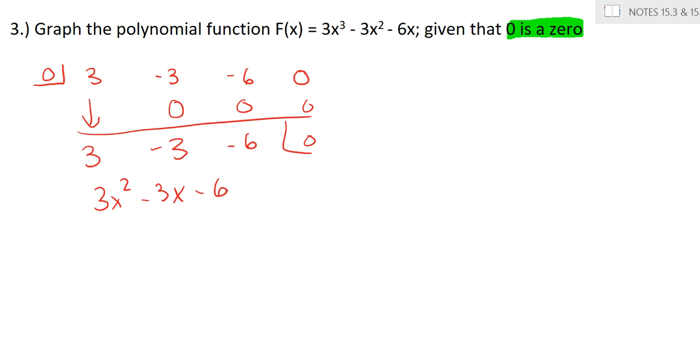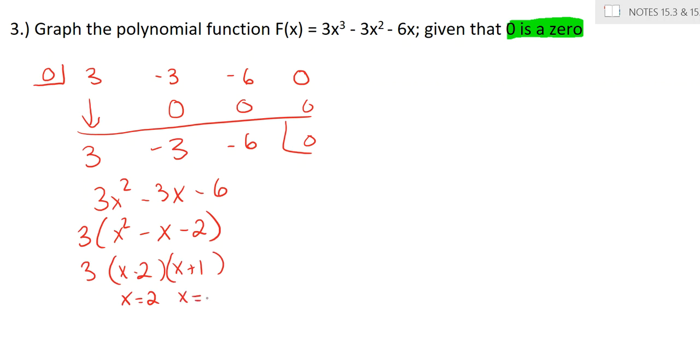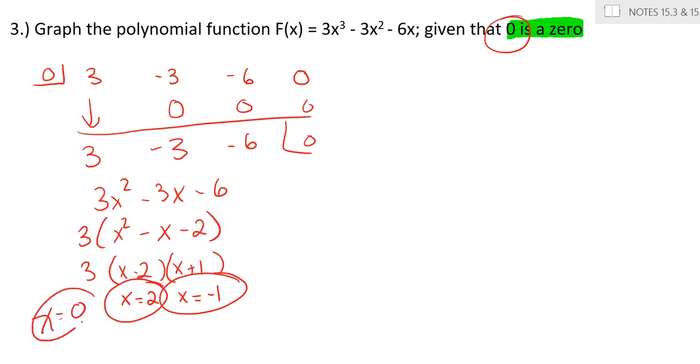I can do this a number of different ways. I can either factor it, or I can use the quadratic formula, or I can do completing the square. This one, I'm going to take out a 3. And I'll notice that this is actually factorable: x minus 2 and x plus 1. So we get x equals 2 and x equals negative 1. And here's one solution, here's the other, and we were also given x equals 0 at the beginning.